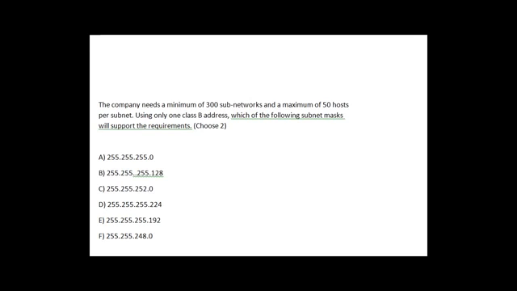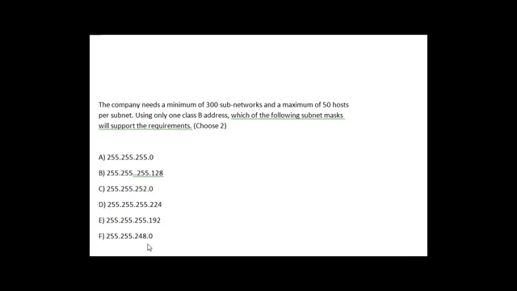Okay, I got a request to answer a typical subnetting question, the type of question that you might see on the Cisco CCNA. So I'm going to answer this question right now and talk about how you come up with the correct answer. The question is, you have a company and it needs a minimum of 300 subnetworks, or 300 subnets, and a maximum of 50 hosts per subnet. So we're only going to have 50 computers on each subnet, right? And using only one Class B address, which of the following subnet masks will support this requirement?